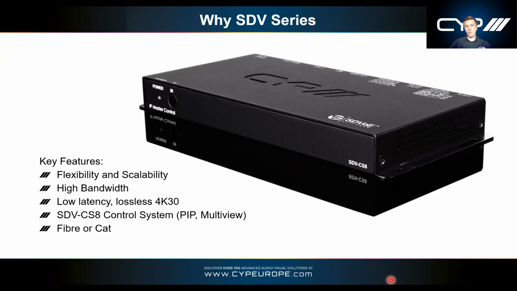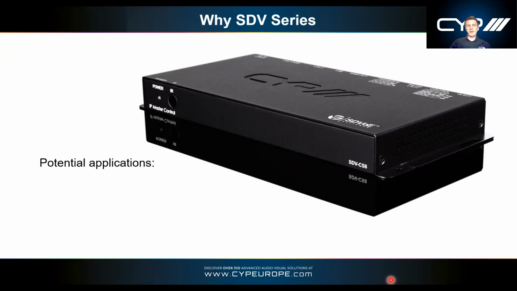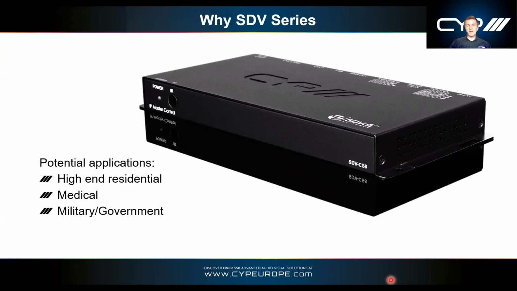The options of fiber or CAT, again offering different price points and different transmission distances, which can be beneficial for, as we'll look at here, potential applications. So you might use these in high-end installs where you need that highest image quality. Medical do tend to find these useful with the low latency and the fiber as well. And for similar reasons, military and government, if an installation has to use fiber because they're not allowed to use copper, then you've got the fiber option there, which can be very useful.